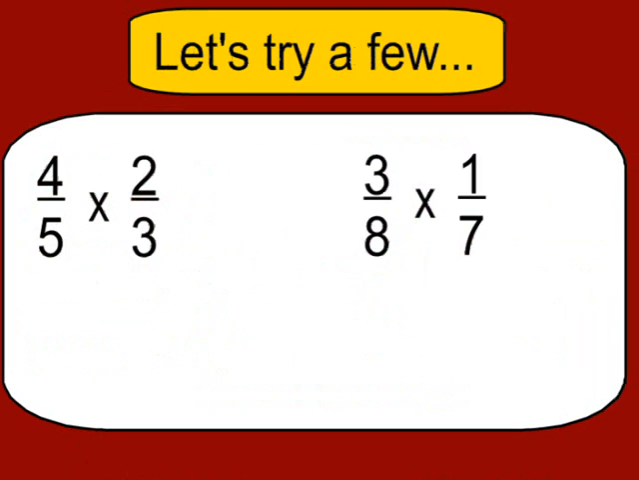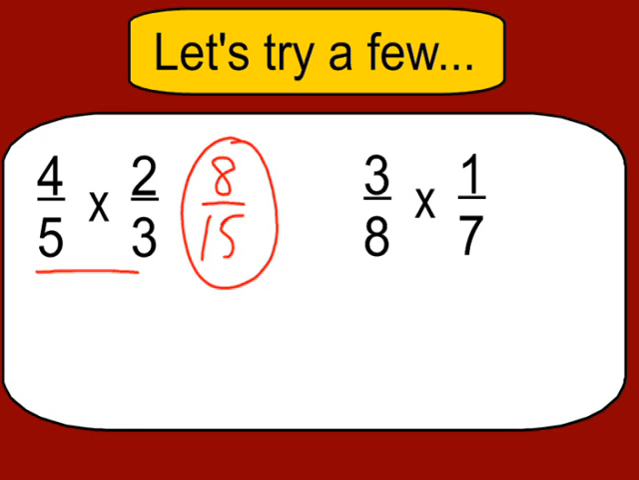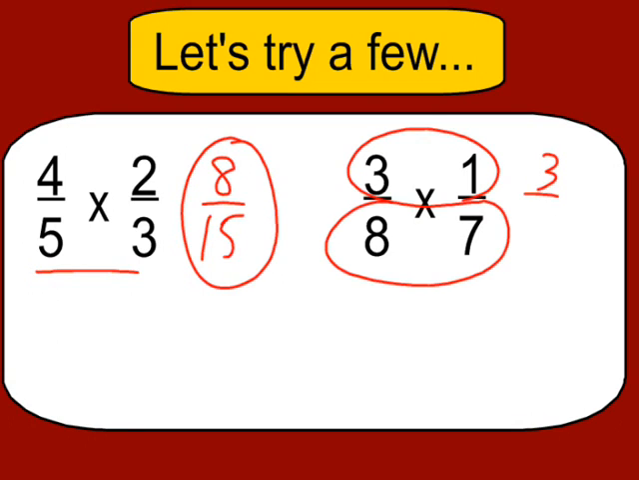So let's try a few simple examples. This first one we would do 4 times 2. That's 8. Then I would do 5 times 3. That's 15. It's 8/15. In our next example, I multiply the numerators first. 3 times 1 is 3. Do the denominators next. 8 times 7 is 56, and that would be 3/56.